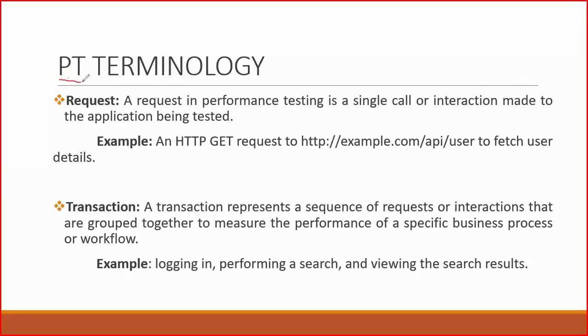I just want to give some basic introduction to some basic PT terminology here. First we need to understand what a request is in performance testing. A request is a single call or interaction made to the application being tested. For example, whenever we do a single call or interaction with that application, we call it a request. For now, just understand the theory part. I'll show you practically what a request is, what a transaction is, and what the other PT terminologies are.